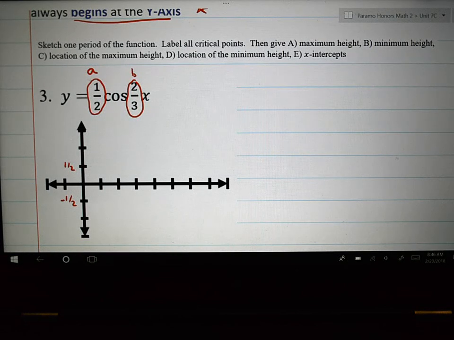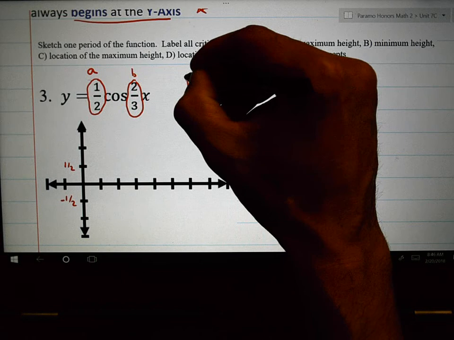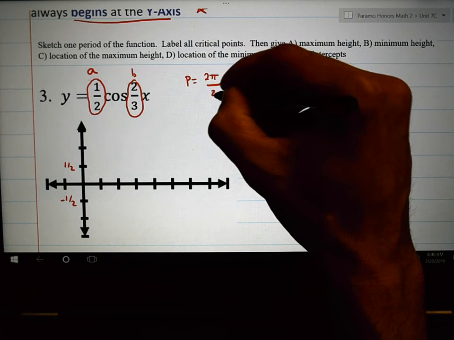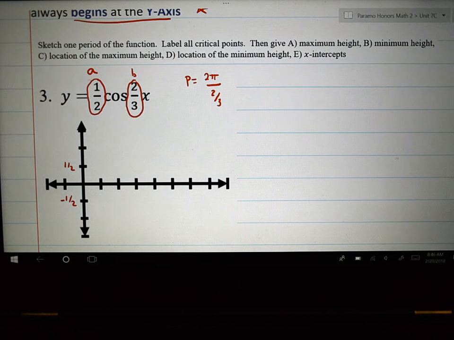It's whatever's multiplying that x. Period equals 2 pi divided by b. You have a fraction in a fraction. I hope by now, if you are dividing by a fraction, that you know you can multiply by its reciprocal.